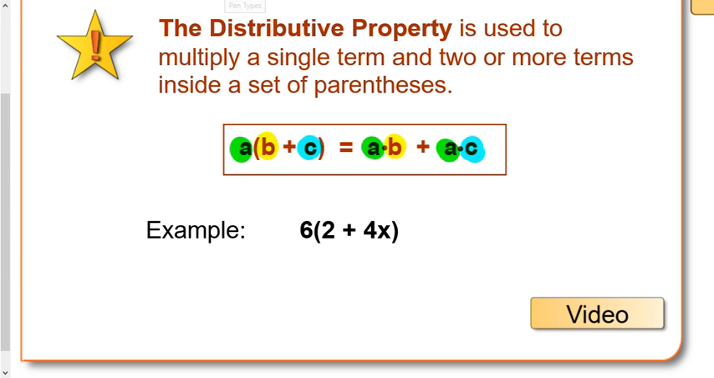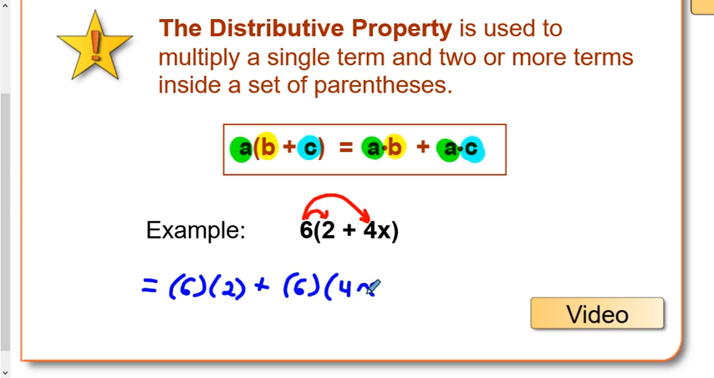What does this look like when we actually write out numbers, like in our example below? Well, here's how we're going to do this. We're going to take the 6 and multiply it by 2. And then we're going to take the 6 and multiply it by, not 4, 4x. So 6 times 4x. What's that going to work out to? Well, let's write it out. 6 times 2. I'm going to write all of these in brackets just to make sure I don't mess anything up. And then I'm going to add 6 times 4x.